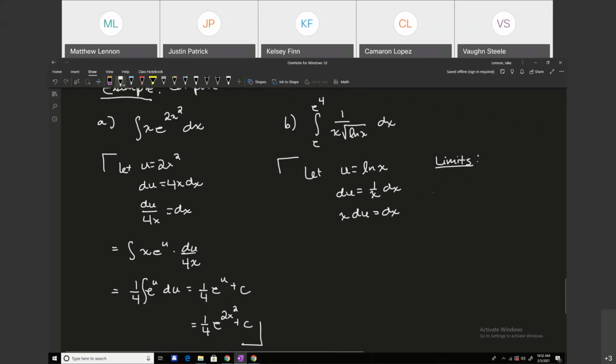They're easy to evaluate because, so let's say x is e to the fourth, u would be just the natural log of e to the fourth, and the natural log cancels with e, so we just get whatever the exponent is. So this would be u equals 4, and then for x equals e, the natural log of e is just 1, so u would equal 1.